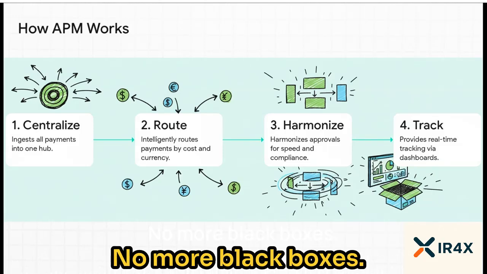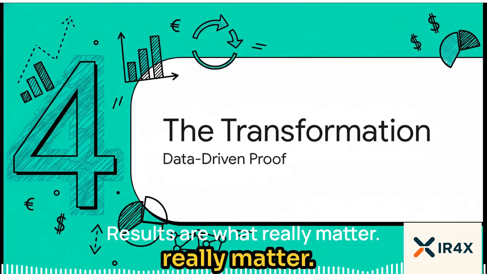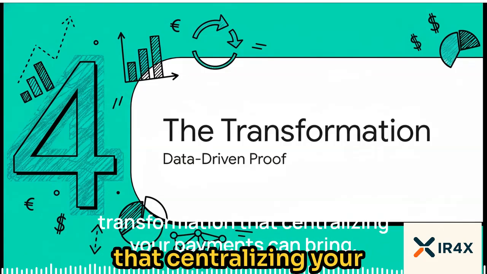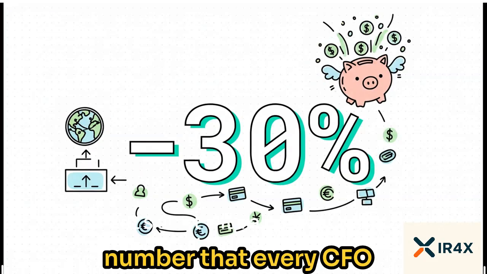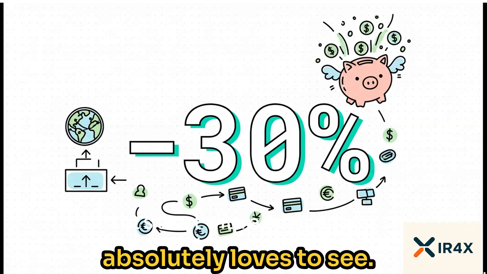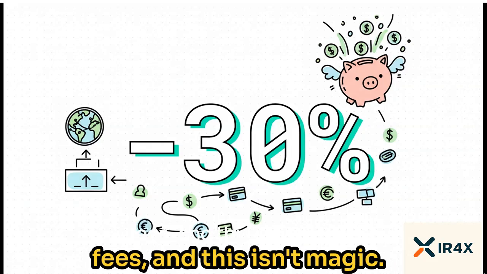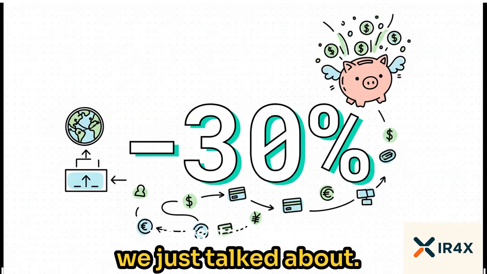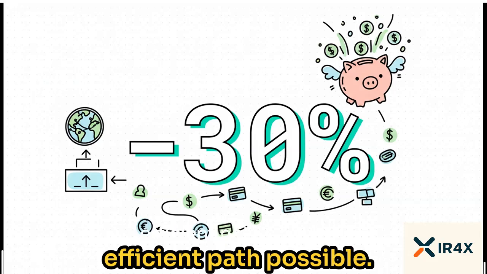No more black boxes. Now, that all sounds great, but talk is cheap, right? Results are what really matter. So let's look at the hard data, the proof of the kind of transformation that centralizing your payments can bring. Let's start with a number that every CFO absolutely loves to see. We're talking about a 30% average reduction in bank fees. And this isn't magic. It's the direct result of that intelligent routing we just talked about. It makes sure every single payment takes the most efficient path possible.